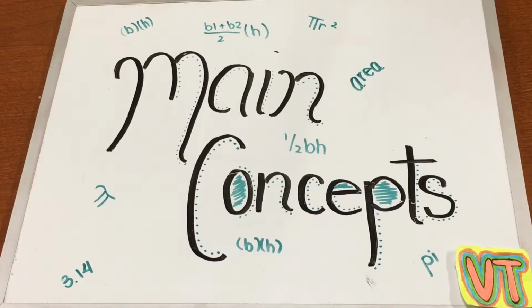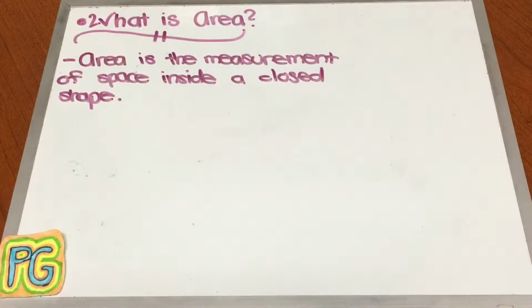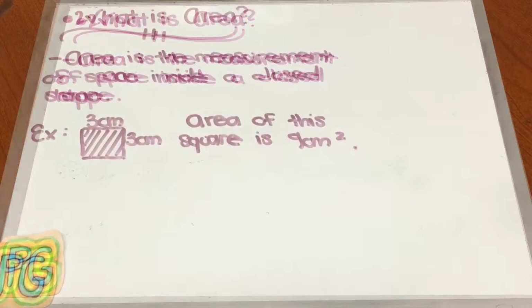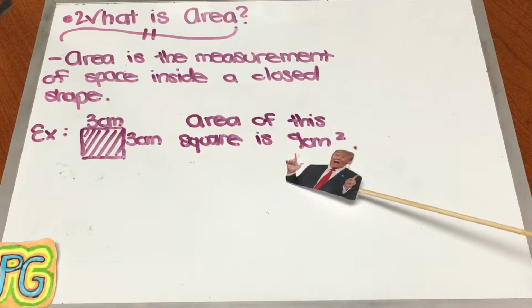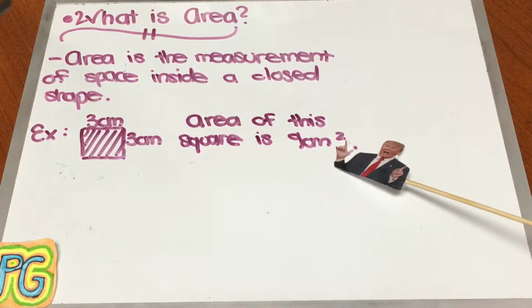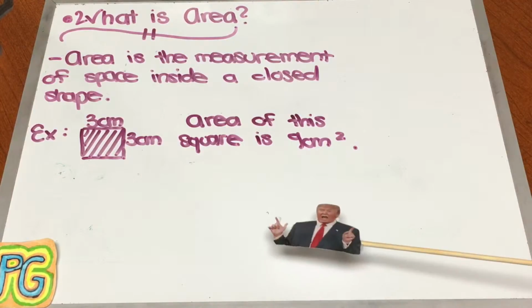Before we get started, let's go over some of the main concepts for the lesson. The first concept we're going over is what is area. Area is a measurement of space inside a closed shape. An example is a 3x3 square. The area of this square is 9 centimeters squared. Wait, how exactly did you get 9 centimeters squared? We will go over that in the next concept.